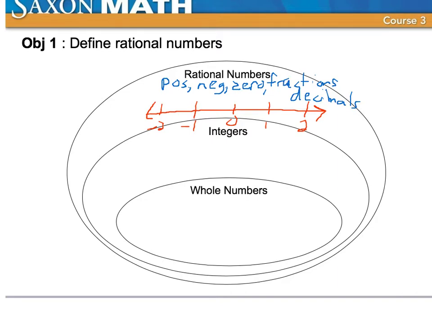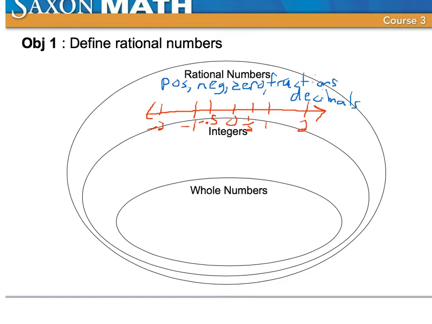So on my number line, I could sure put in fractions and decimals. I could put 1/2 right here. I could put negative 0.5 right here. Okay, and I could include more of them if I wanted to on that number line. So rational numbers are positives and negatives and fractions and decimals and 0. Okay, and they could be positive fractions or negative fractions, and they could be positive decimals and negative decimals.